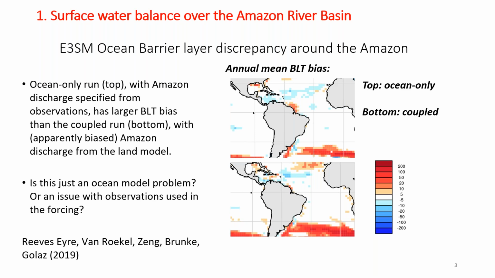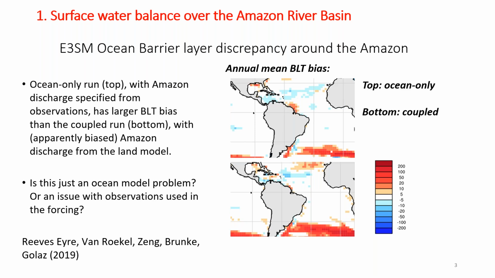Last year, we published a paper on the E3SM ocean barrier layer evaluation. And the barrier layer is caused by the ocean salinity. As part of writing that paper, here we show some results. The top shows the results for the ocean-only modeling, where the discharge is specified from observations. It turns out for the ocean-only modeling, there is a large bias in the ocean barrier layer at the mouth of the Amazon River. In contrast, in the fully coupled E3SM results at the bottom, the bias is much smaller.